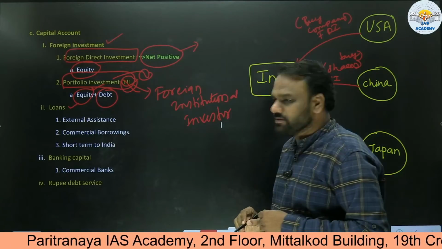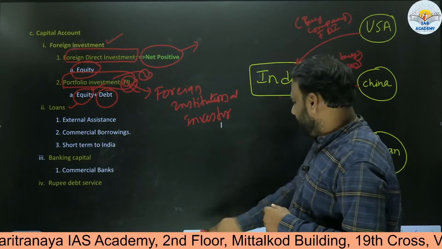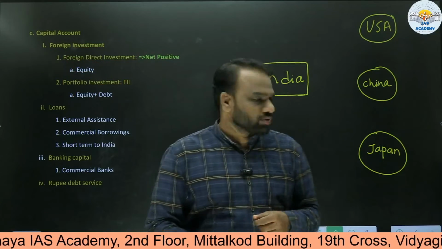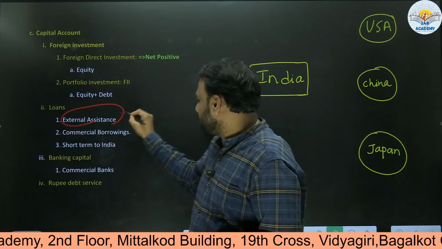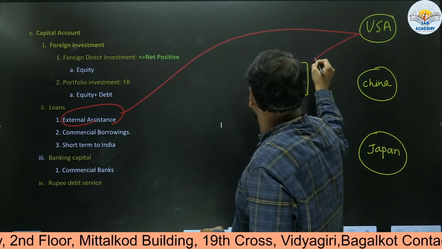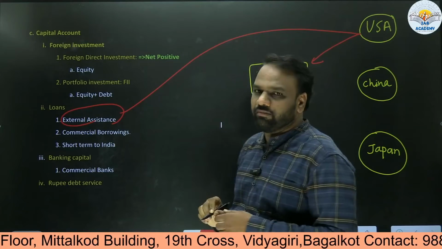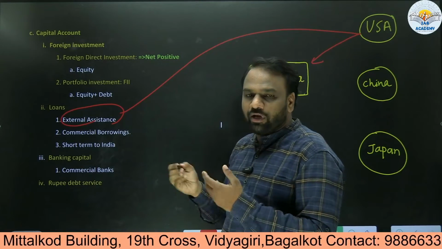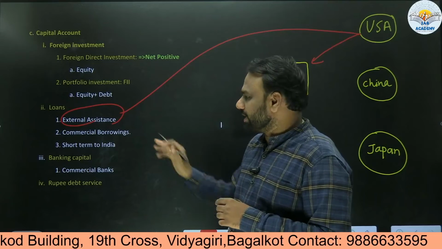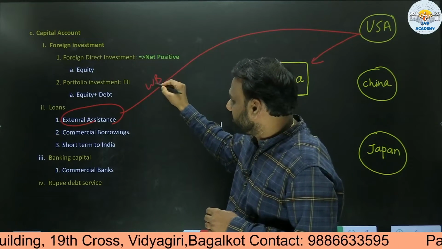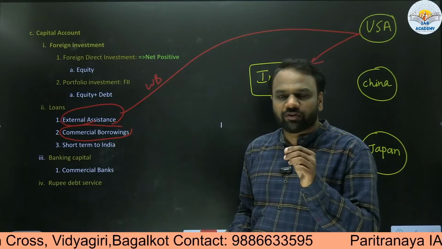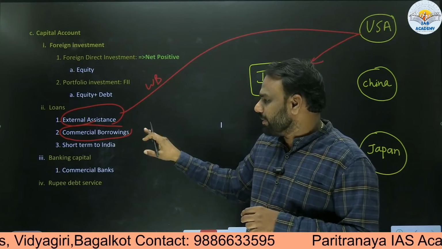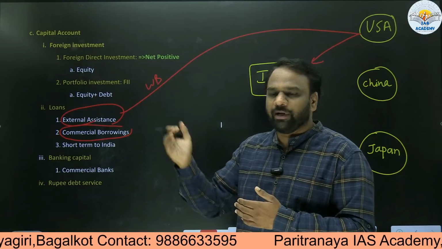Next, apart from foreign investment, we also have another component, loans. In loans, a foreign entity, in the case of external assistance, for example some other country, the USA government or someone, will give a loan to India. Similarly, the World Bank will give a loan to India. This is external assistance, for example the World Bank. Now, commercial borrowings. When it comes to assistance, the rate of interest will be less, whereas with commercial borrowings, the rate of interest will be a bit high.